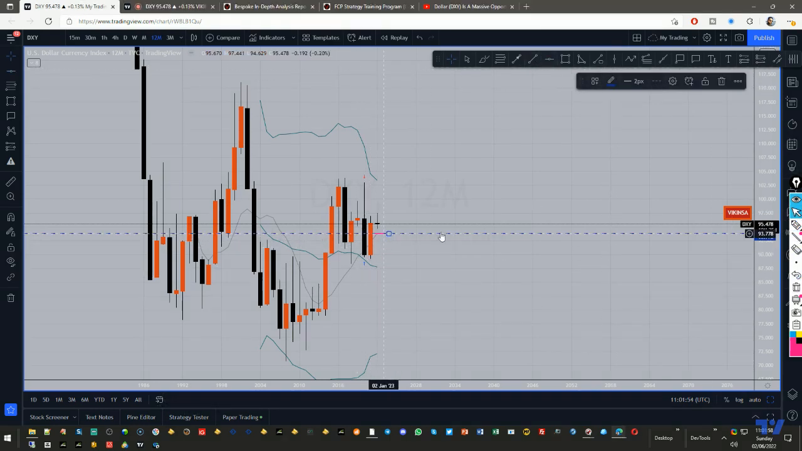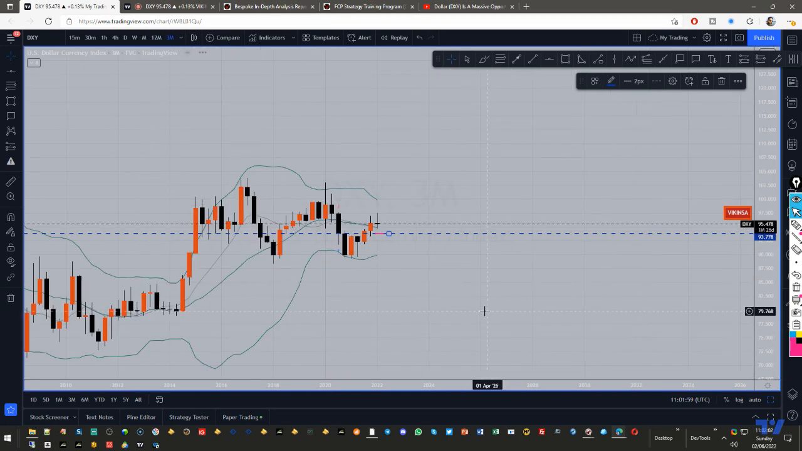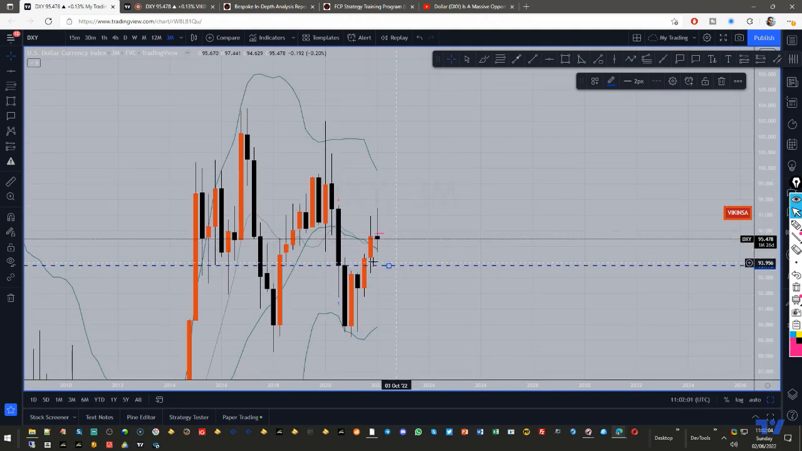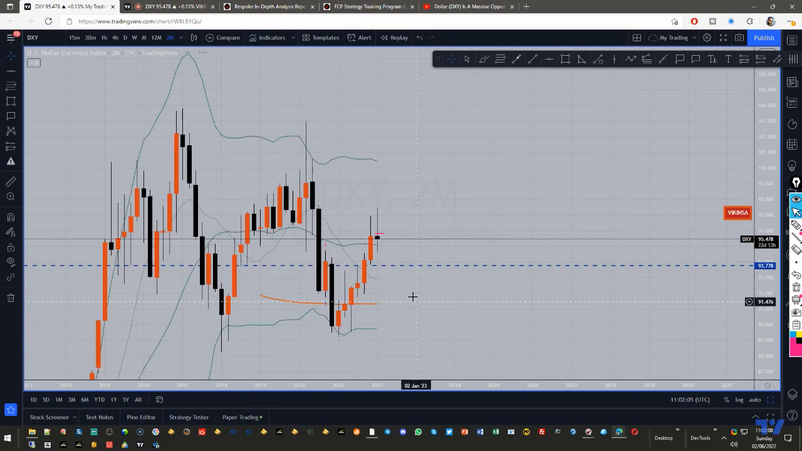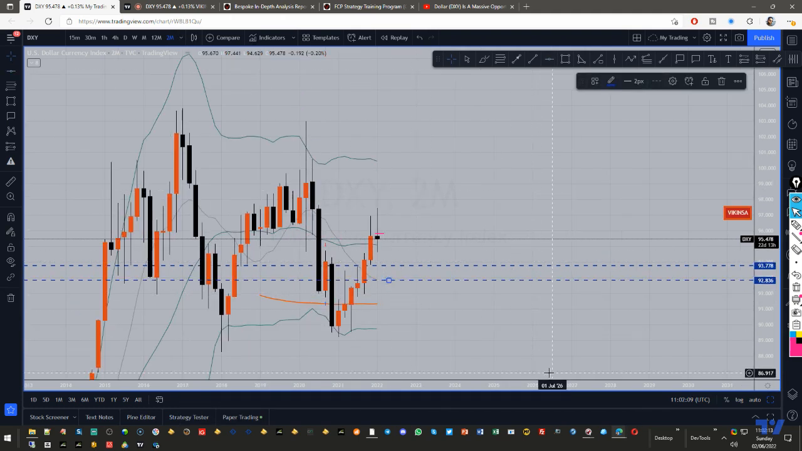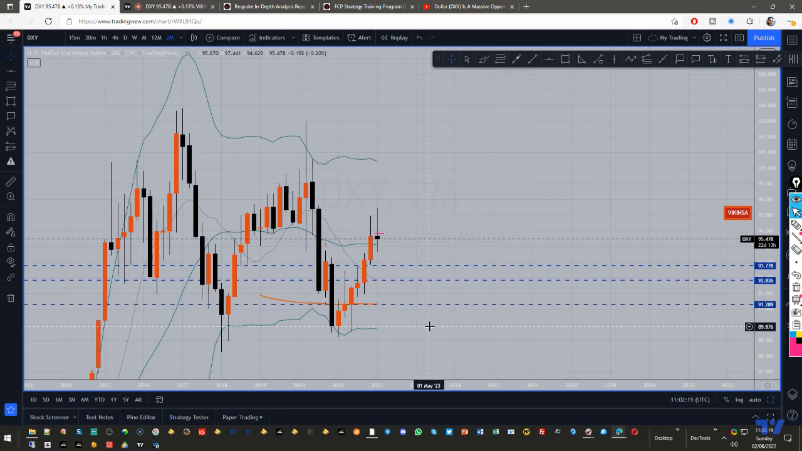So near about here, that is going to be the 93 level or so. And if I come to the 3 months time frame, that is where that line is. And if I go to the 2 months time frame, there can be another one somewhere around here. That's 92, and then we have something like the 90 to 91 area near about that.